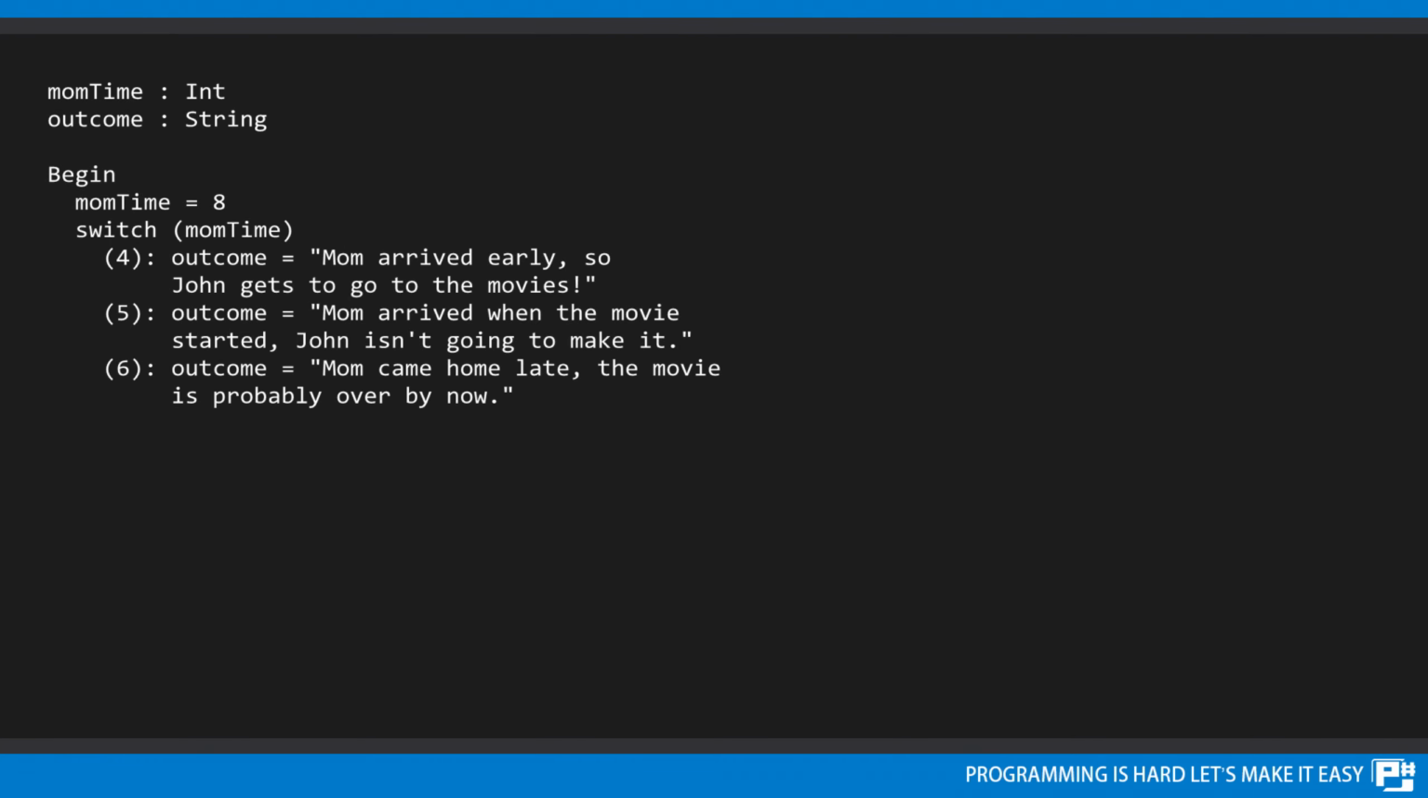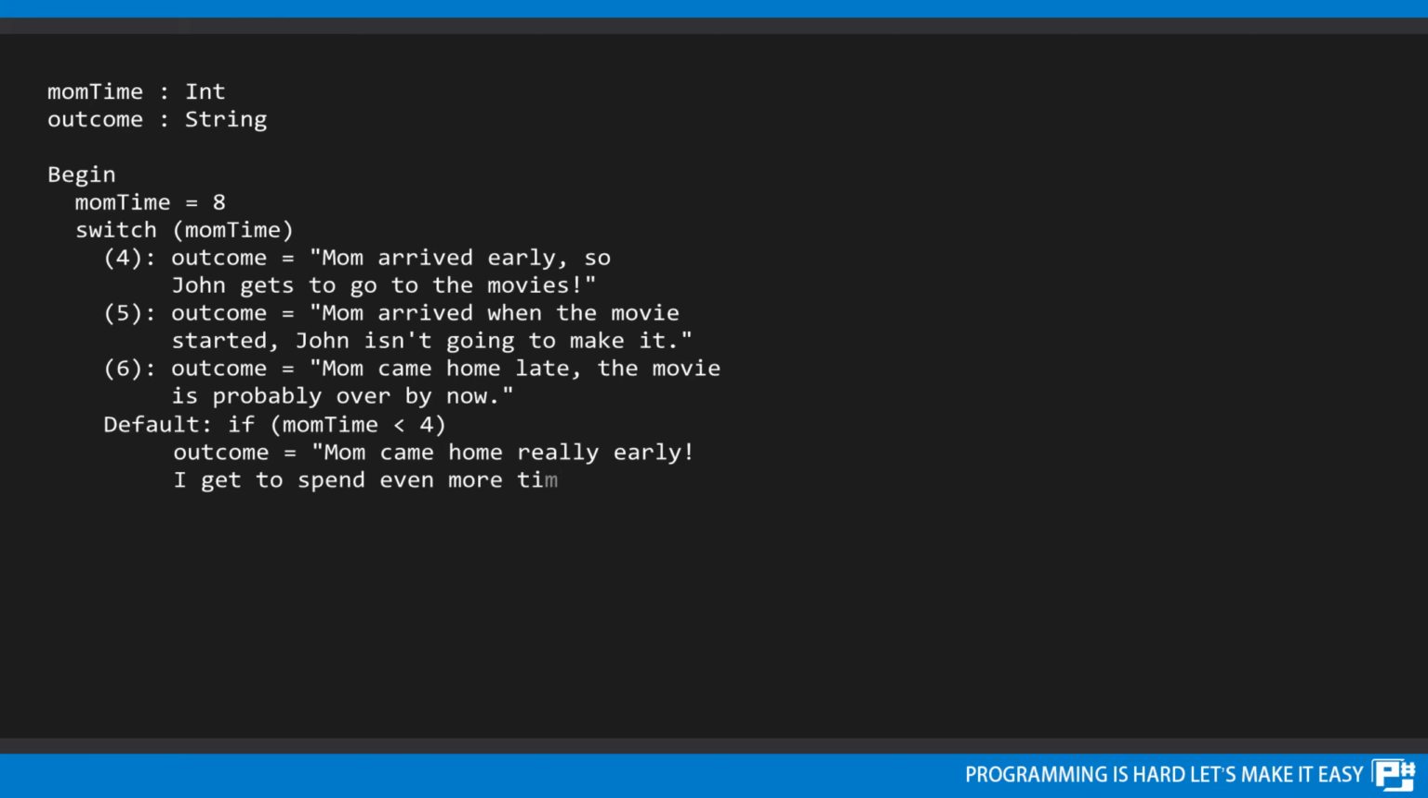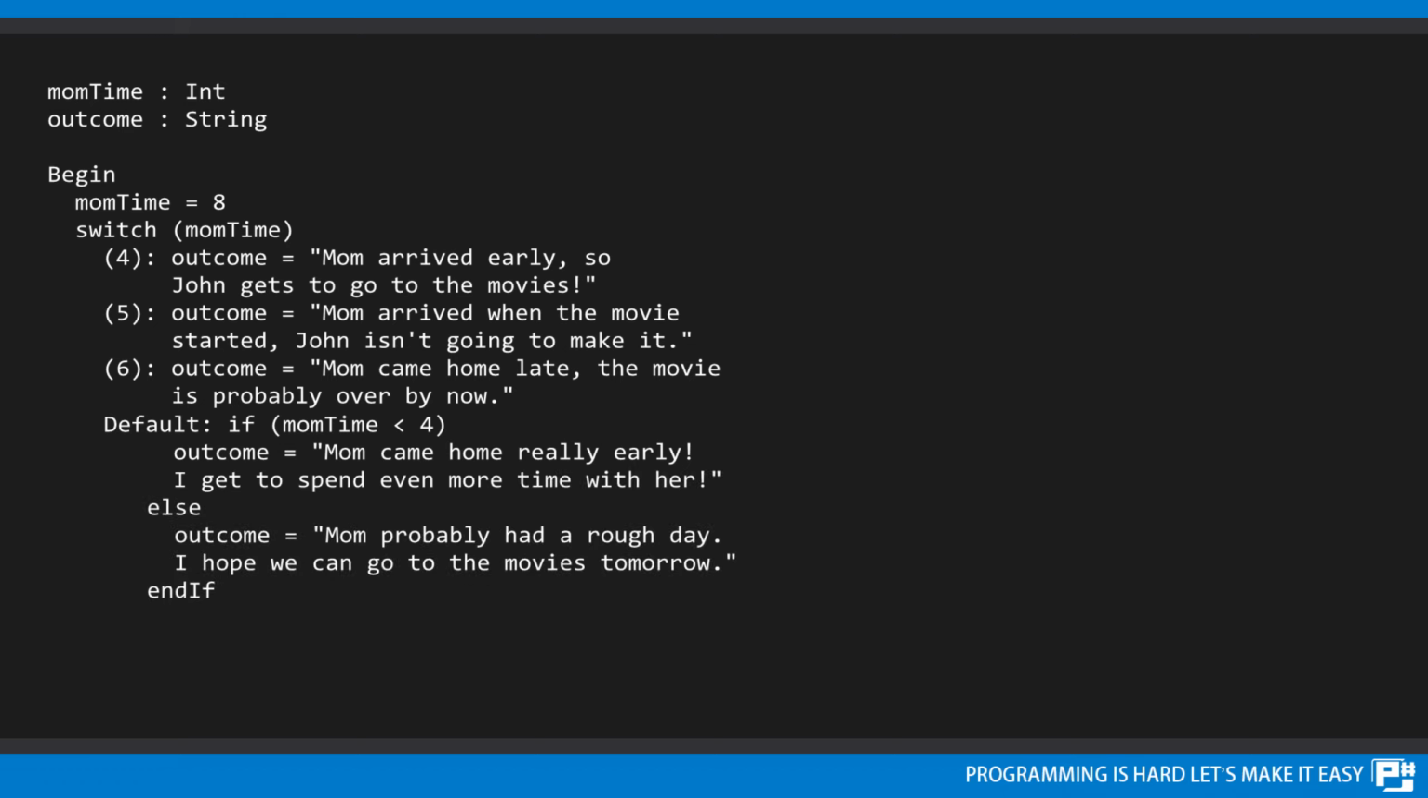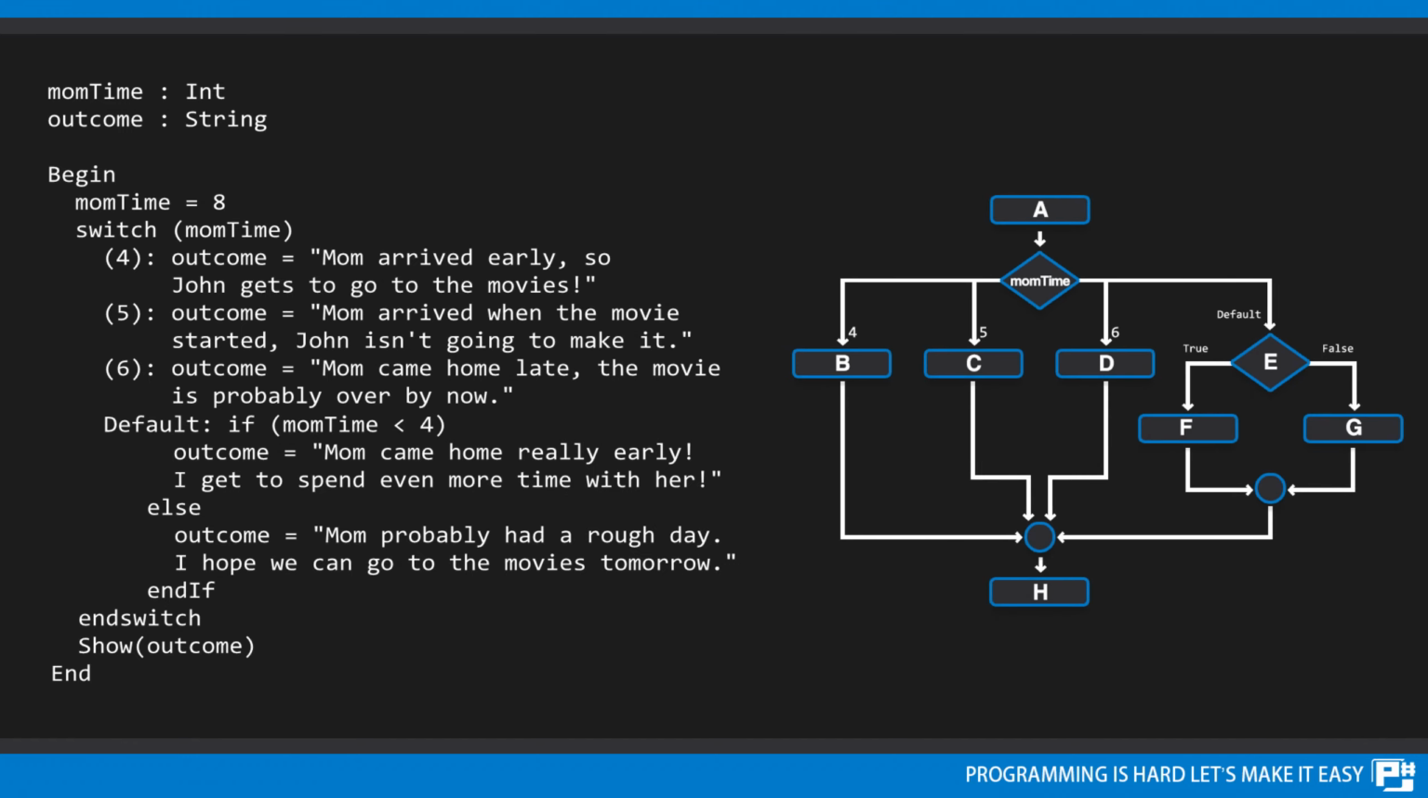How about we play around with this example and add an if statement to solve our problem? We'll add an if-else statement to the default section, where we'll check if mom time is lesser than 4. If that's true, that means Laura came home really early. If it's false, this means that Laura came home really late. Now, let's try running this example again with mom time equaling 8.